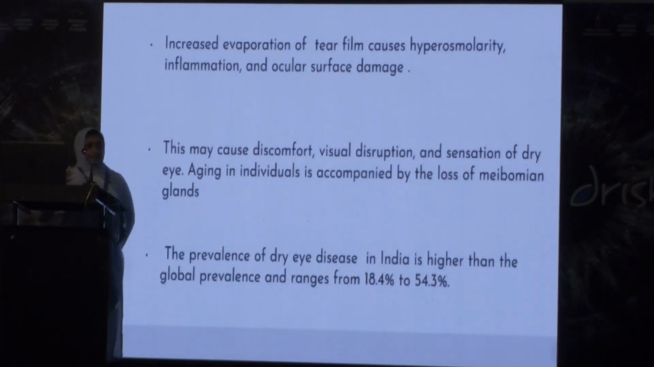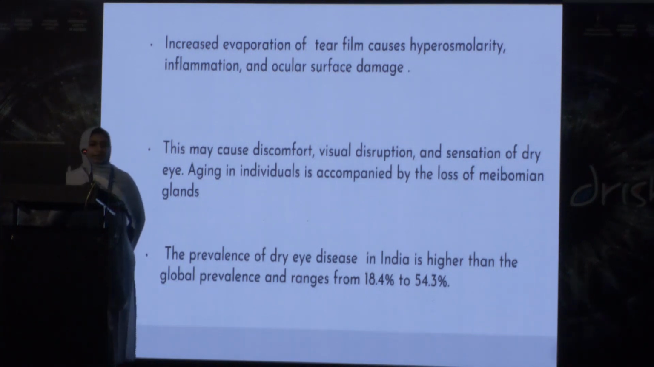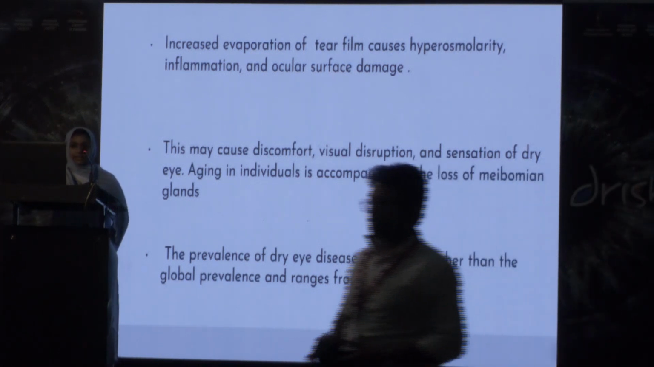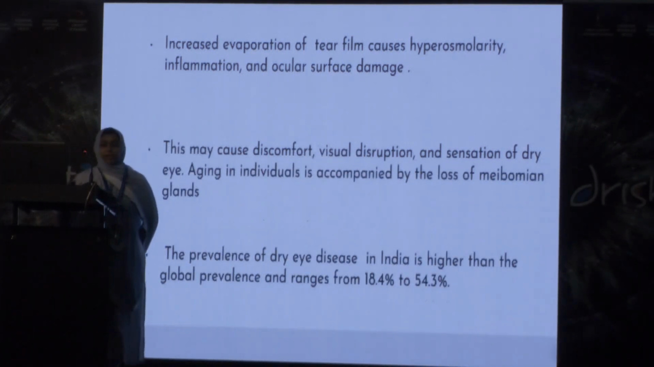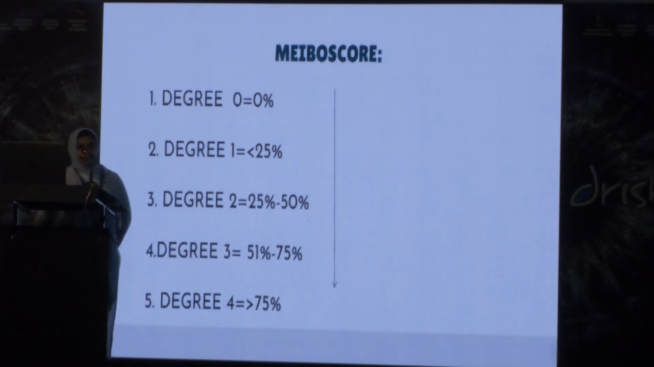Now, what happens when there is increased evaporation is hyperosmolarity, inflammation and ocular surface disorders take place. This will cause discomfort, visual disruption, sensation of dry eye, and aging in individuals is accompanied by the loss of meibomian glands. Prevalence in India is higher than global prevalence, and it ranges from 18.4% to 54.3%. Now, Meibo score is a technique of dividing into different degrees of gland loss, that is 0, 1, 2, 3 and 4.